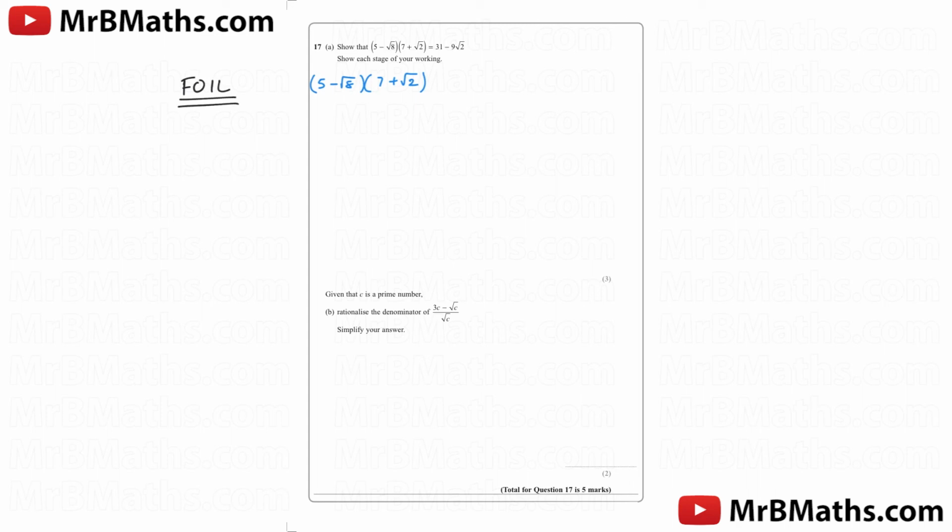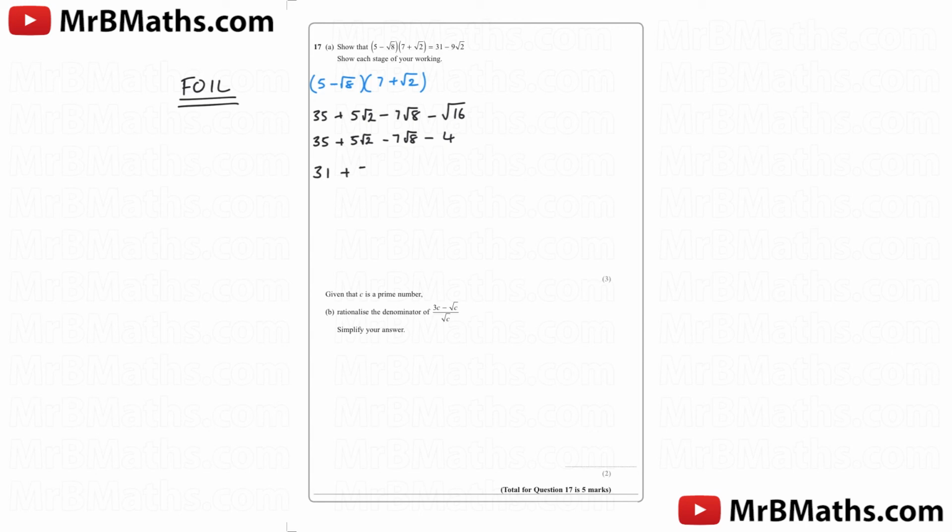Let's do this now. So 5 times 7, 35. Then the outside, so plus 5 root 2. And the inside, minus 7 root 8. And then the last, minus root 16. So let's just do the following. 35 plus 5 root 2 minus 7 root 8 minus 4. So one more step just to clear the 4 up. If I do 35 take away 4, that's going to leave me with 31.